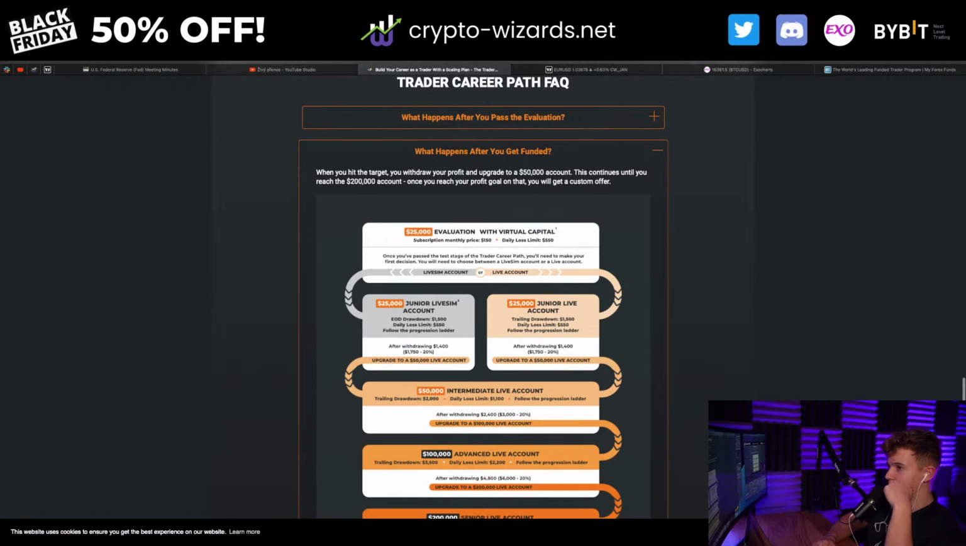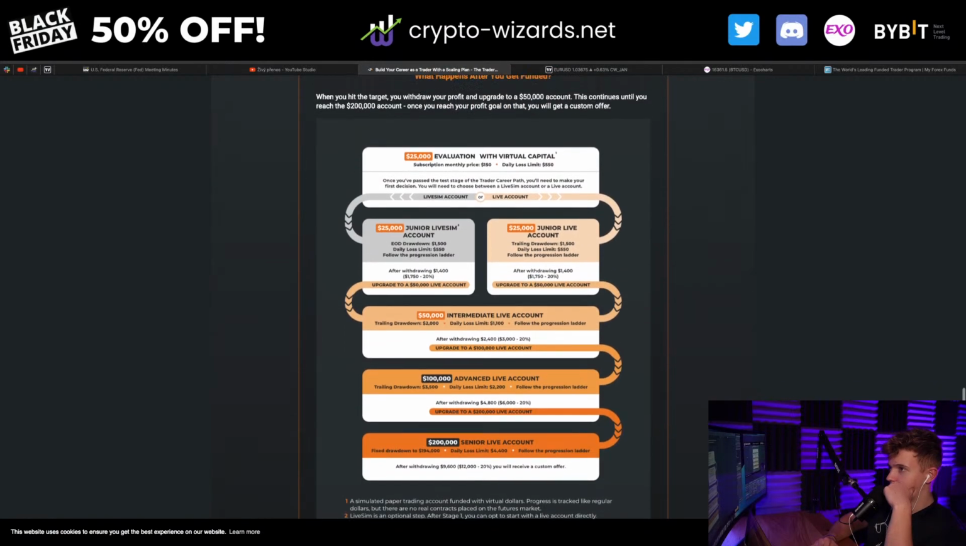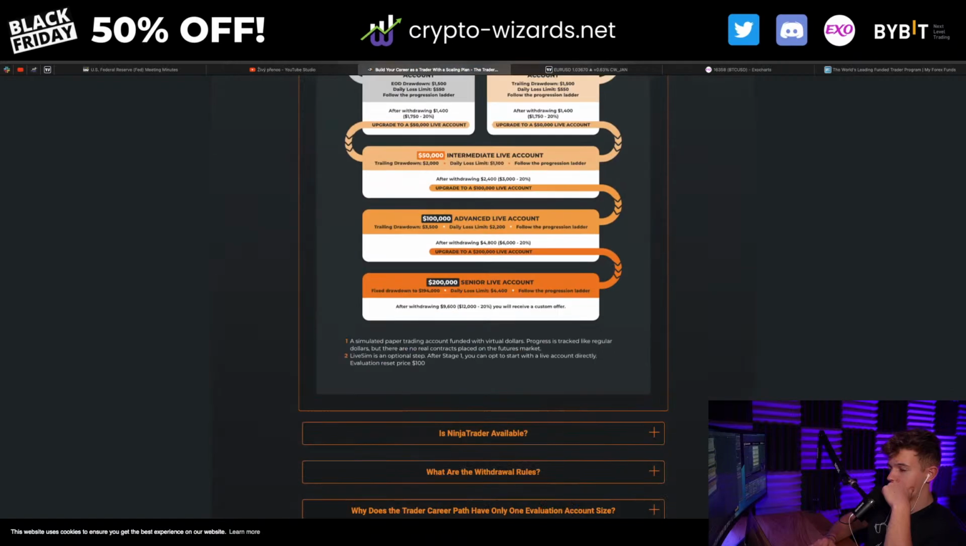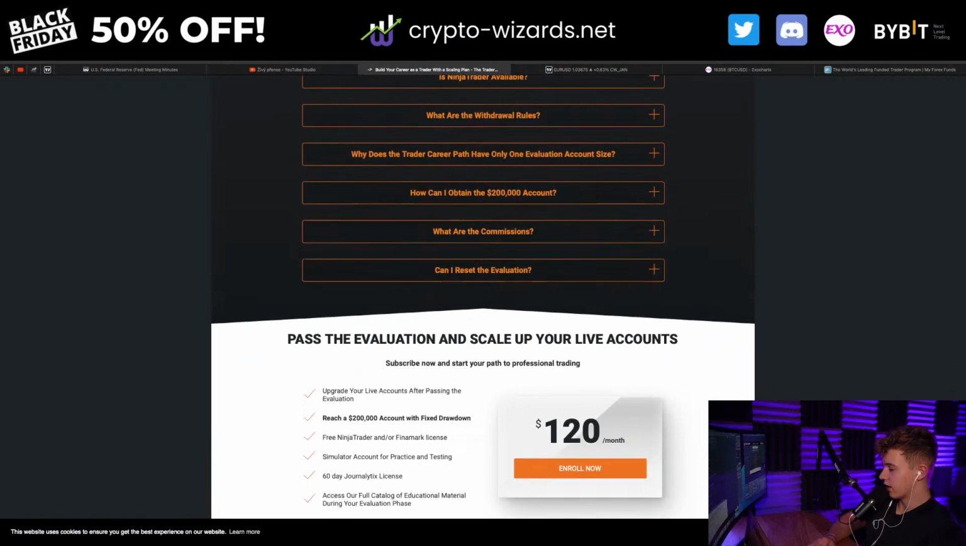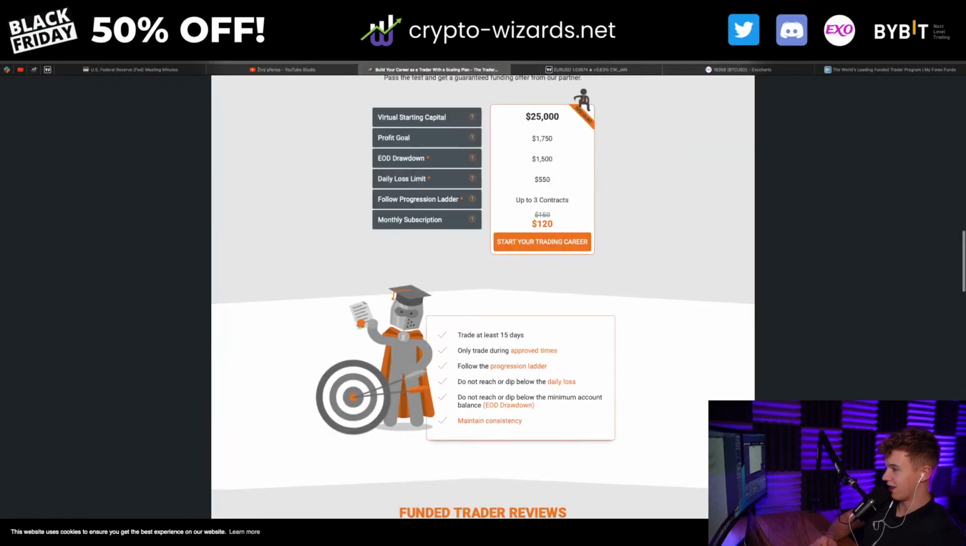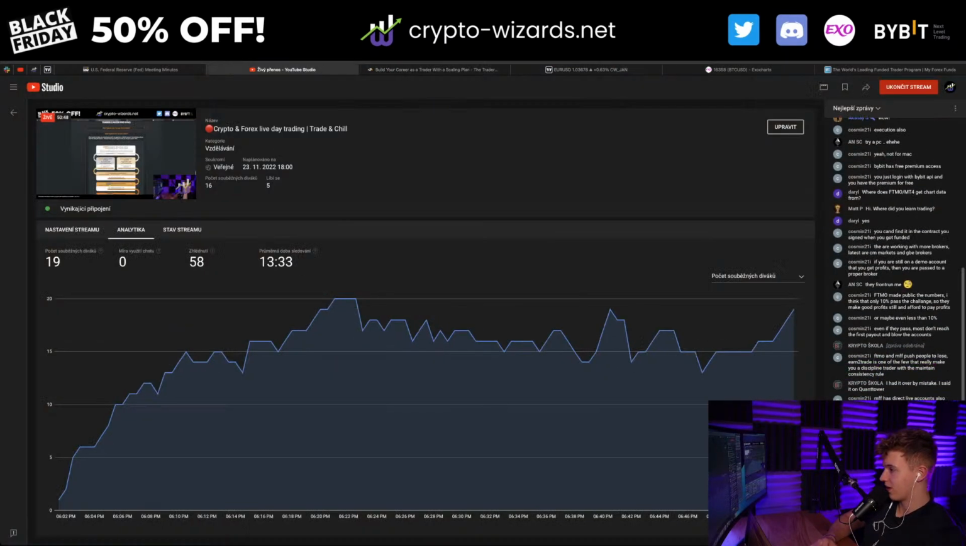When you hit the target, you withdraw your profit and upgrade to a 50k account. This continues until you reach the 200k account. Once you reach your profit goal on that, you will get a custom offer. That's good actually, the custom offer. But overall, it's just much easier to sign up for FTMO 200k, you know.